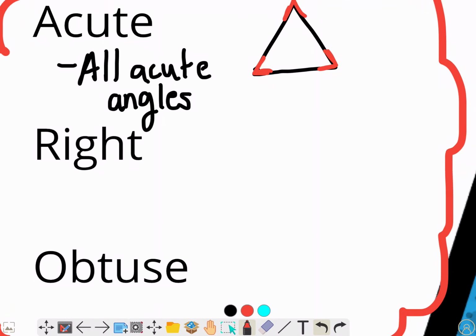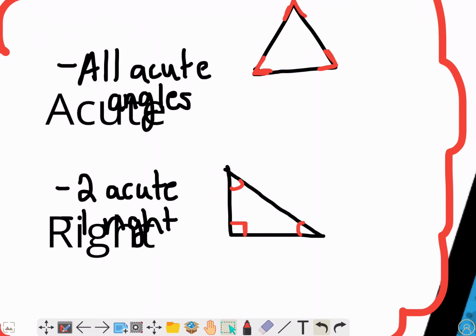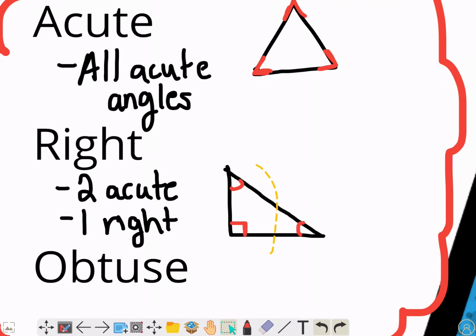Going down here, for your right triangle, it has two acute angles and one right angle. So you might have something that looks like this. Here's your right angle, right over here, and then it's accompanied by two acute angles. Now it could be pointed any direction. It could look like this, or it could look like this. As long as it has one right angle and two acute angles, it's a right triangle.